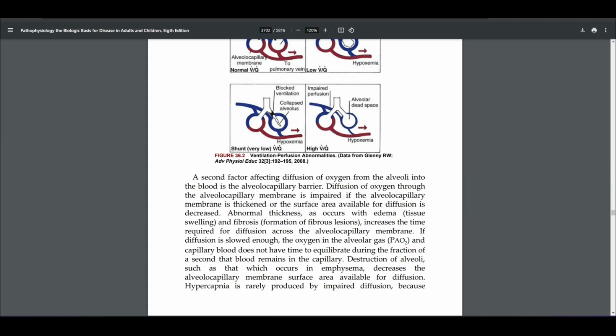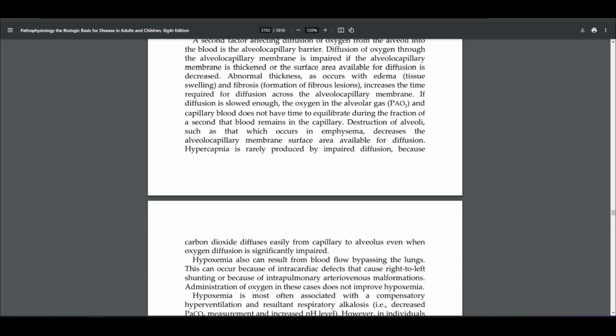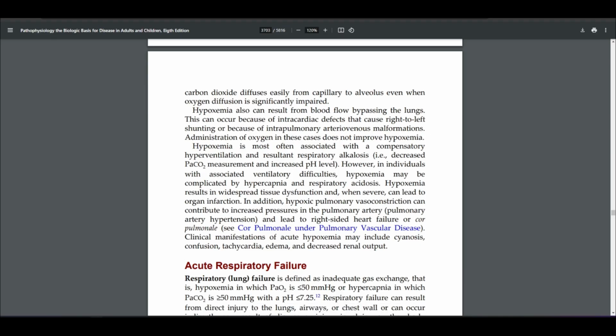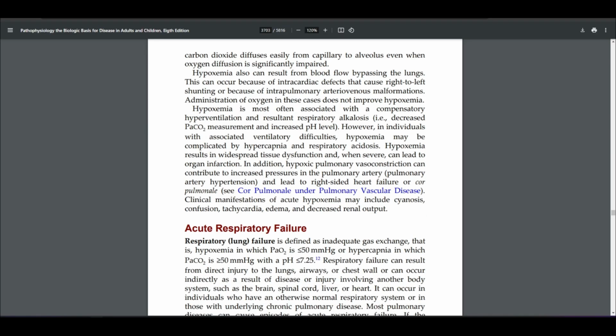Destruction of the alveoli, such as that which occurs in emphysema, decreases the alveolar capillary membrane surface area available for diffusion. Hypercapnia is rarely produced by impaired diffusion because carbon dioxide diffuses easily from capillary to alveolus, even when oxygen diffusion is significantly impaired. Hypoxemia also can result from blood flow bypassing the lungs. This can occur because of intracardiac defects that cause right to left shunting or because of intrapulmonary arteriovenous malformations. Administration of oxygen in these cases does not improve the hypoxemia.